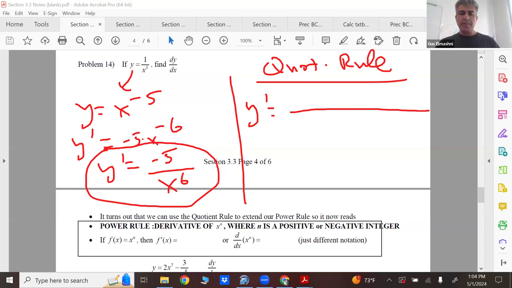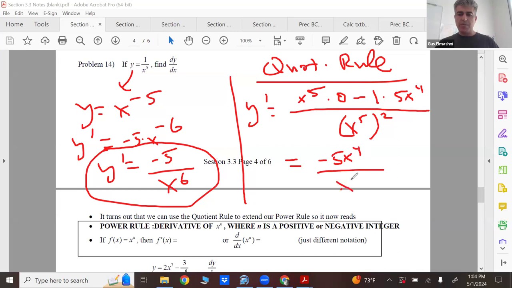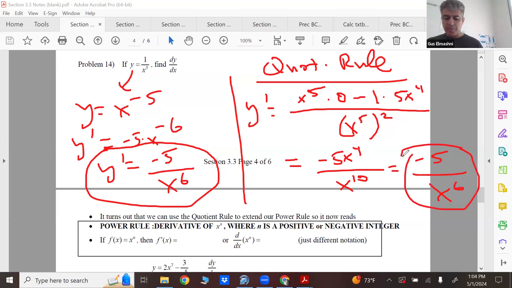so low d high. What's the derivative of one, guys? Minus high d low over low squared. Oh, just low squared, not low d c. Nope. Oh, yeah. So you have negative 5x to the fourth over x to the tenth. What is that reduced to? So you still get the same thing.